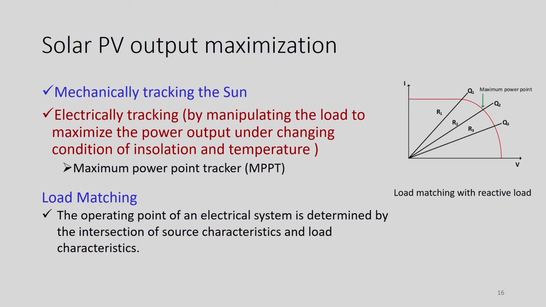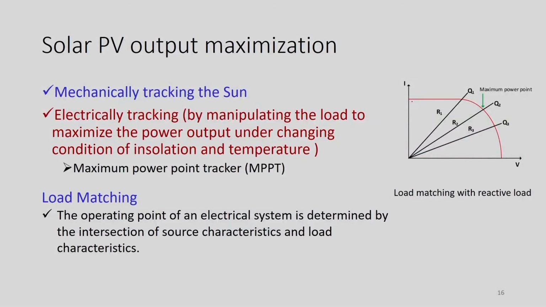Also, we learn what is a maximum power point tracker, and how we can do this load matching. So, the operation of a PV system is something like this. If we consider, this is the source line, and this is your load line. So, we need to find out the intersection point of the source line and the load line.